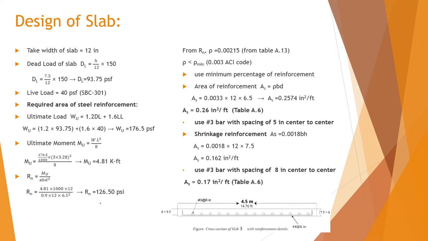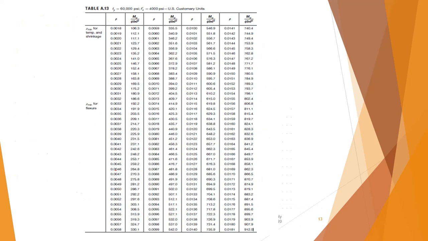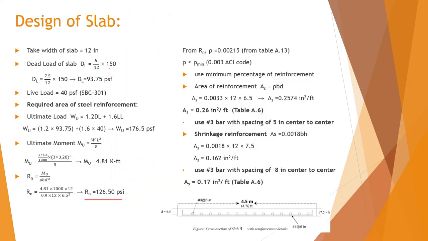So when you go to the table A13, now you have to find the value of rho. How will you find the value of rho? Based on this value, 126.50. When you go here, 126.50 lies in the middle of these, so you can choose either half of these values. I choose the half of this value, which is 0.00215. Take the average value. Therefore, 0.00215 is our value for rho.